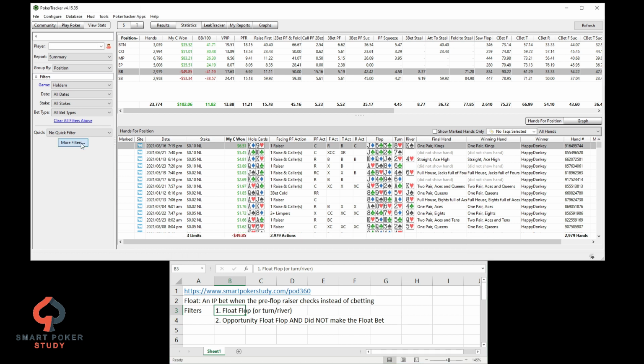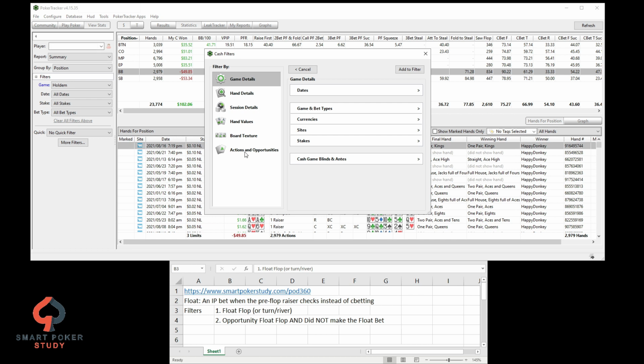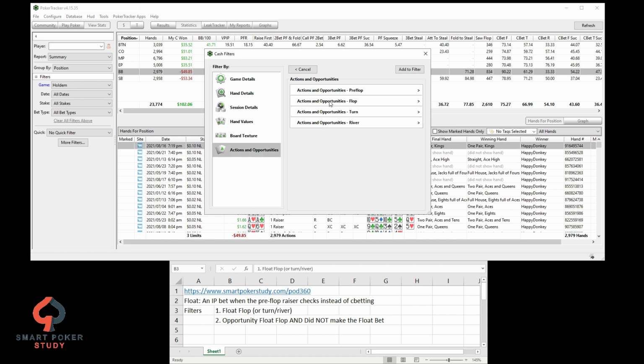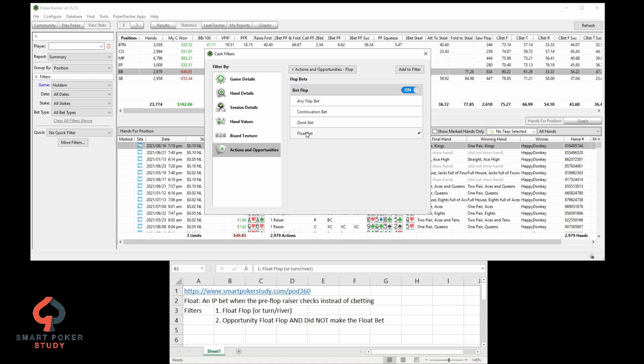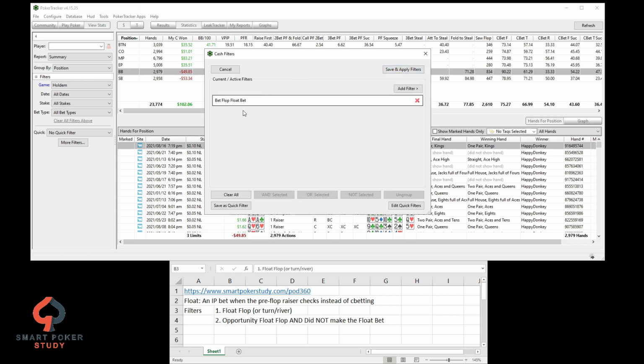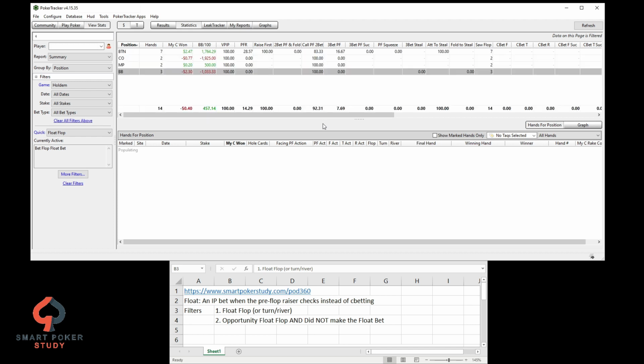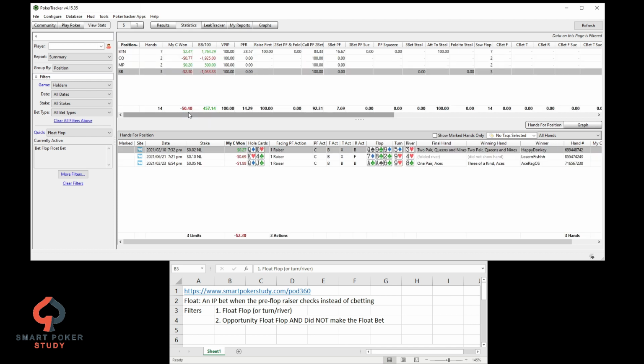Go to more filters right here. Actions and opportunities. Flop opportunity. And a float is a type of bet. So go to flop bets and then click on float. Turn it on, got the check mark, add that to filter, made the bet on the flop a float bet, save and apply filters. So you can see in this database, negative dollars, but that's because we got a few different stakes right here, but we're positive in win rate, positive 457 big blinds per 100 hands, pretty darn lovely.